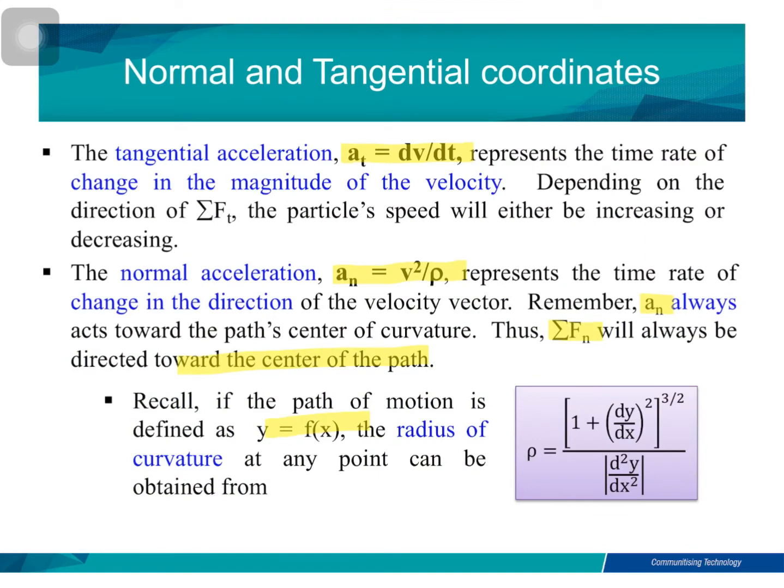When we involve normal and tangent coordinates, you need to understand that the tangent acceleration is equal to dv over dt, representing the time rate of change in magnitude of velocity. And normal acceleration is given by the formula v squared over rho. If rho is not given, you can use the formula for rho from the path of motion, with the first derivative and second derivative, and substitute into the formula.